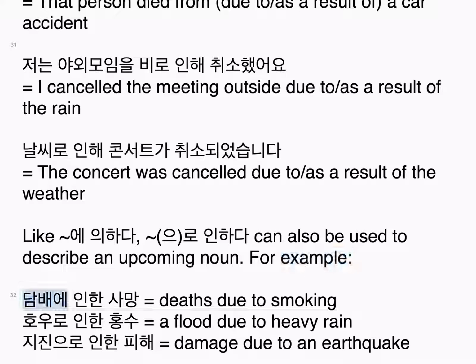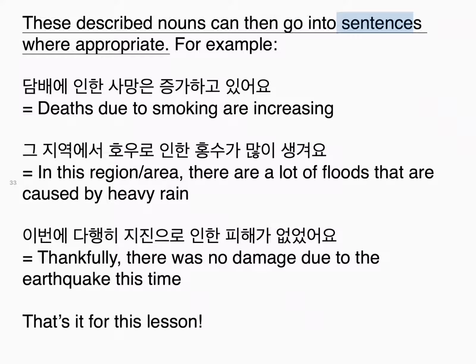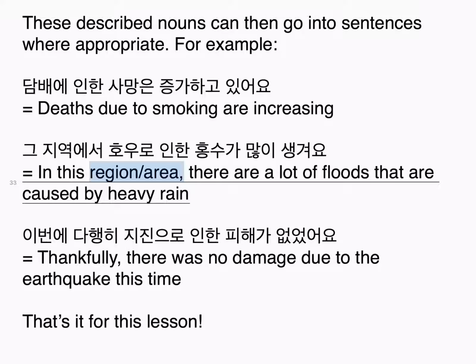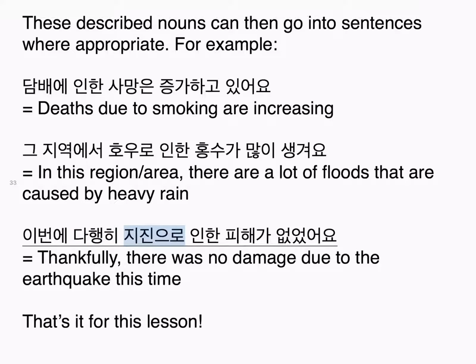For example, 담배에 인한 사망, deaths due to smoking, 호우로 인한 홍수, a flood due to heavy rain, 지진으로 인한 피해, damage due to an earthquake. These described nouns can then go into sentences where appropriate. For example, 담배에 인한 사망은 증가하고 있어요. Deaths due to smoking are increasing. 그 지역에서 호우로 인한 홍수가 많이 생겨요. In this region, there are a lot of floods that are caused by heavy rain. 이번에 다행히 지진으로 인한 피해가 없었어요. Thankfully, there was no damage due to the earthquake this time.